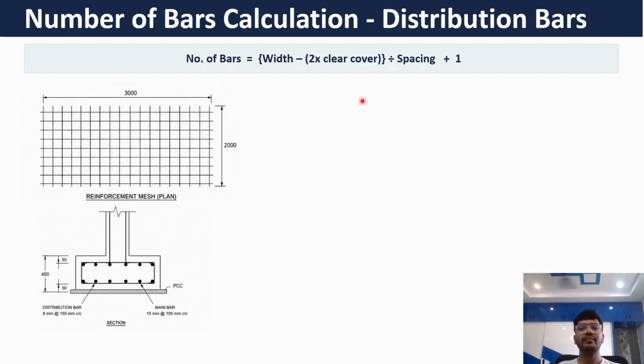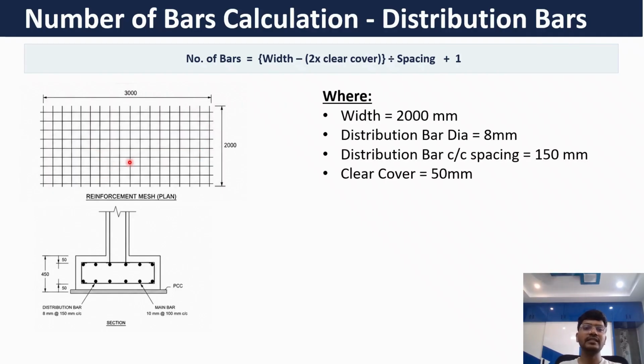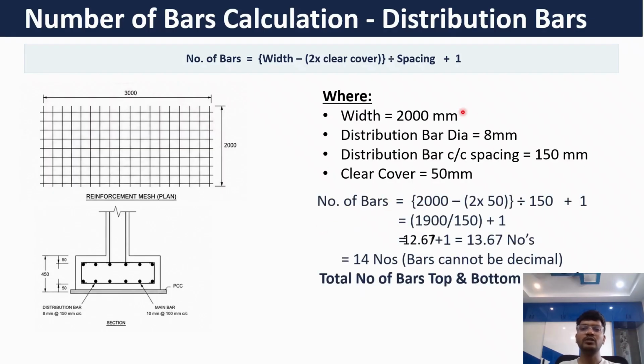Now let's calculate the number of distribution bars required, and the formula is width minus 2 times clear cover, divided by spacing, plus 1. I have already explained why we are adding 1 here. Distribution bars are placed at 150 mm center to center spacing across the width of the footing. So width is 2000 mm, distribution bar diameter is 8 mm, distribution bar spacing is 150 mm, and the clear cover is 50 mm. Substitute these values to get the number of bars.